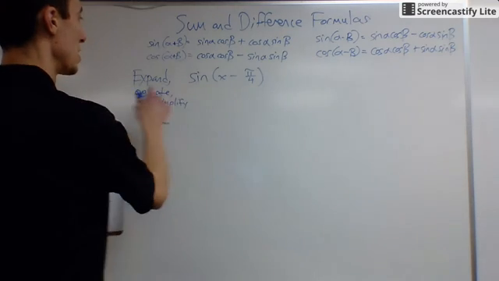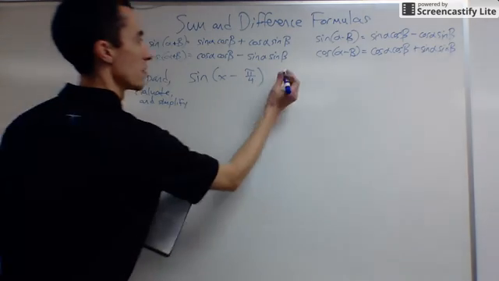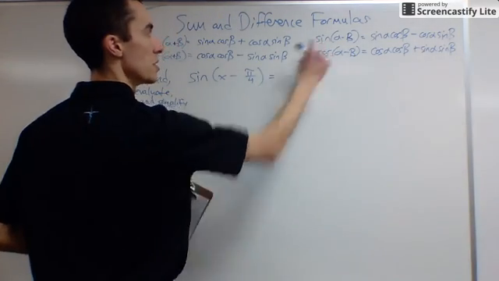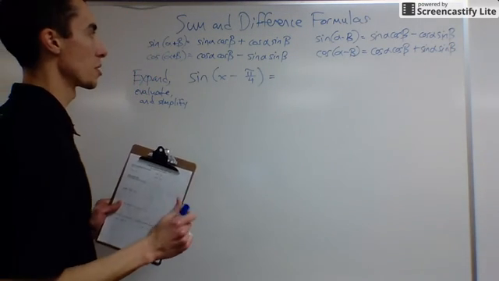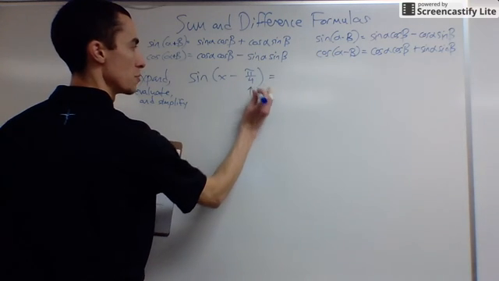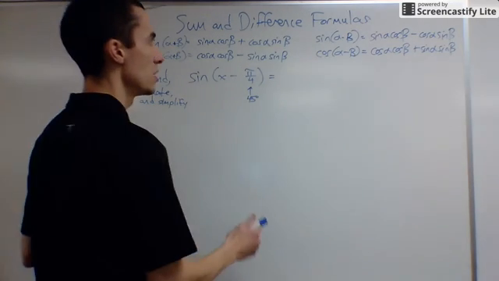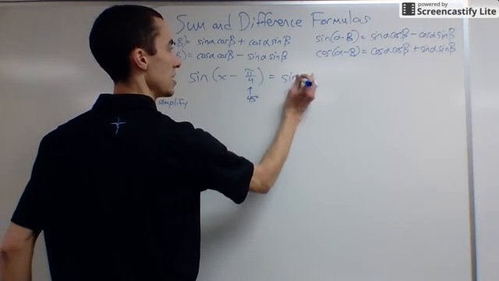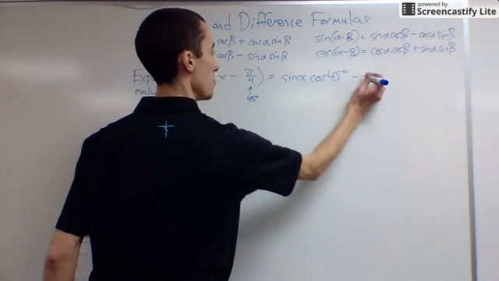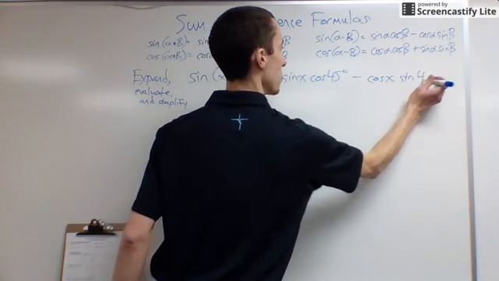Continuing on now, let's expand, evaluate, and simplify the sine of x minus pi over 4. Now this is a difference sine, and so we would use the formula in the upper right-hand corner. X would be our alpha, pi over 4 would be our beta. Now let's remember that pi over 4 in degrees is 45 degrees. So we have sine of x times cosine of 45 degrees minus cosine of x times the sine of 45 degrees.